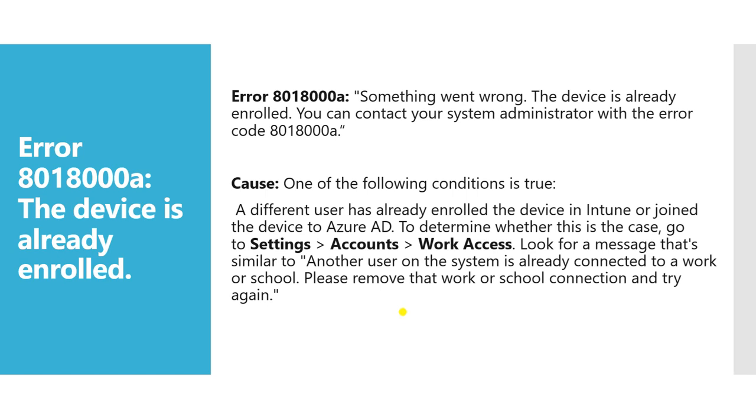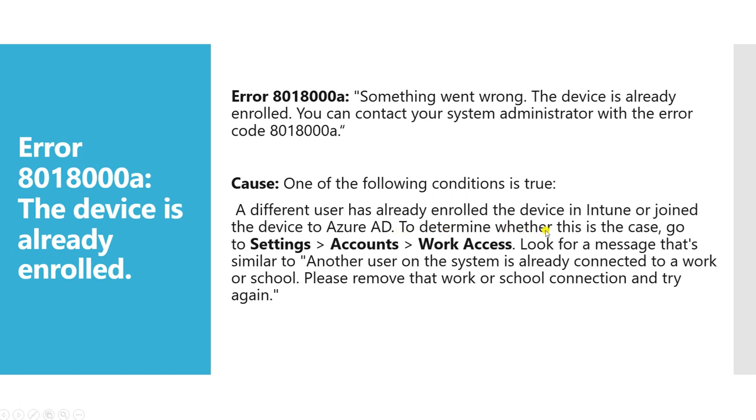Now let's go with another error. It's 80180000A. This error says something went wrong, the device is already enrolled, so contact your administrator. The user will get this error. So what is the cause? The cause is that one of the following conditions is true. As we mentioned here, one of the conditions will match. A different user has already enrolled the device in Intune or joined the device in Azure AD.